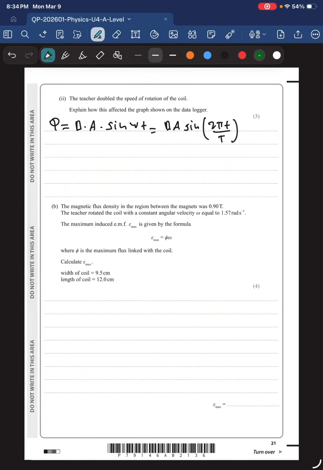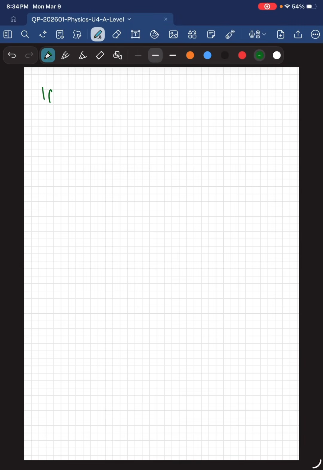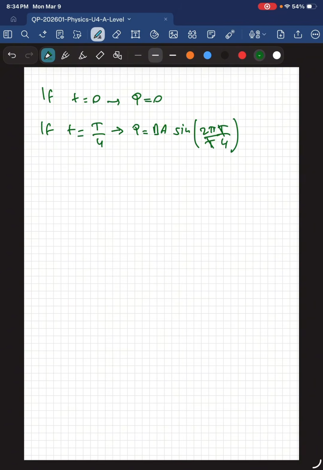So I'm going to write this down. Let me use a clean page. So if t is 0, flux is 0. If t is 1/4 of a period, phi is BA sine 2 pi t over 4 over T. So BA, which is phi max. All right.